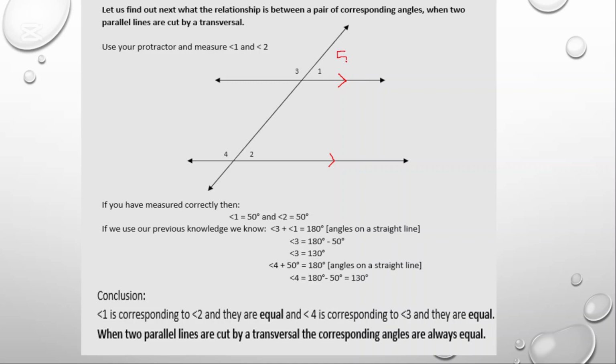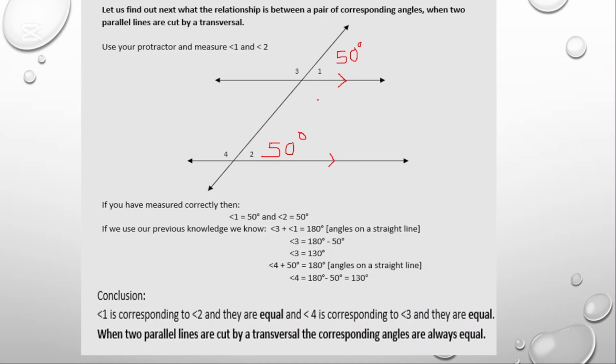Now if I measure from this line to that line, which you can do at a later stage, I get 50 degrees. And you can actually see also it's an acute angle there. If I measure angle 2 over here, I also get 50 degrees.